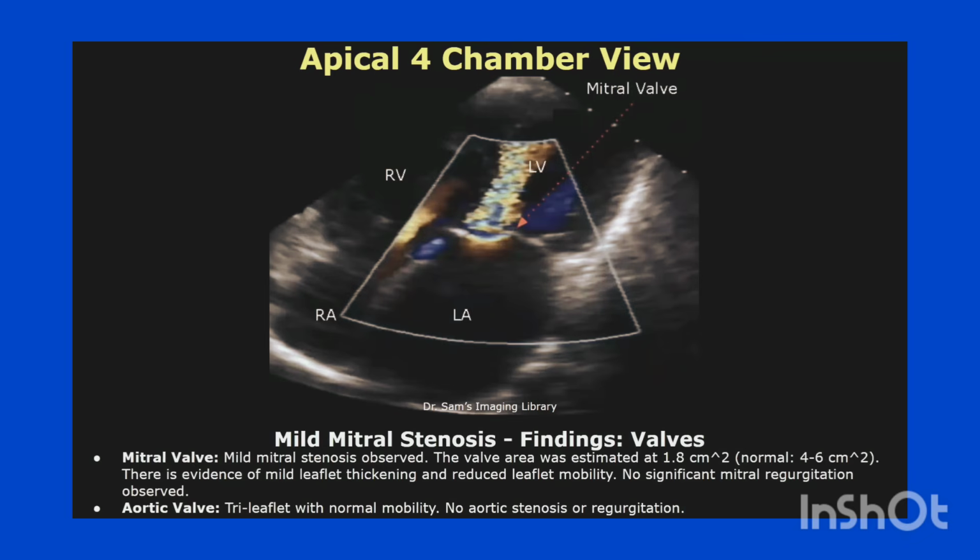These are the findings in the valves. Mitral valve, mild mitral stenosis observed. The valve area was estimated at 1.8 centimeters square. So this area is below the normal value. There is evidence of mild leaflet thickening and reduced leaflet mobility.